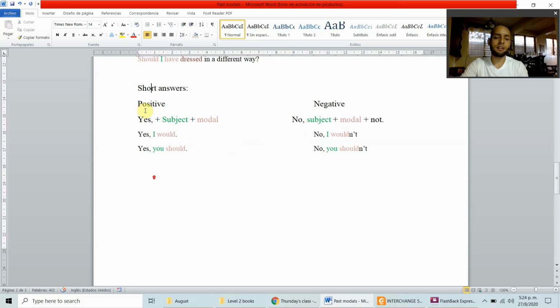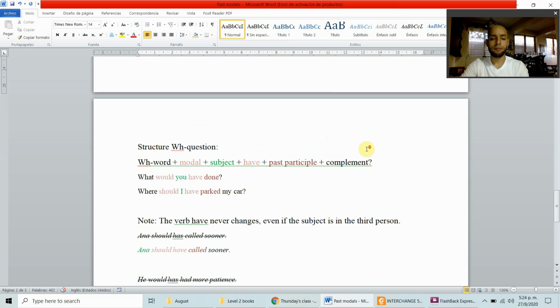The short answer, positive: yes, subject plus the modal. The negative: no plus subject plus the modal plus not. Yes, I would. Yes, you should. No, I wouldn't. No, you shouldn't.